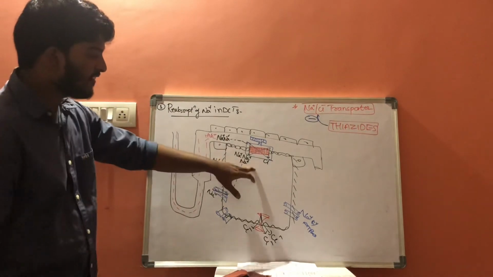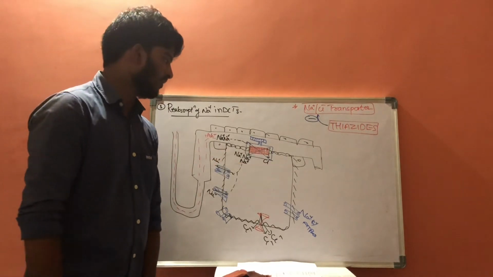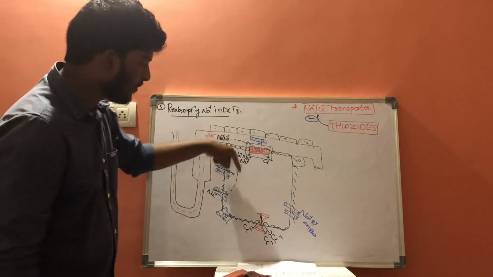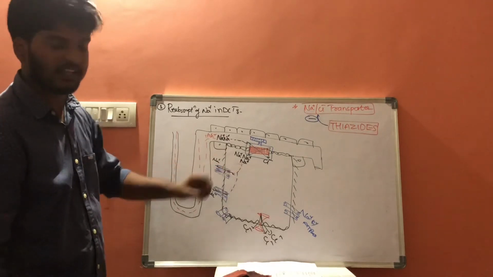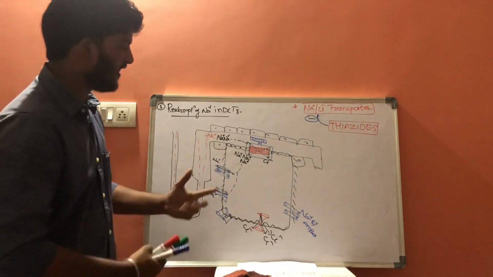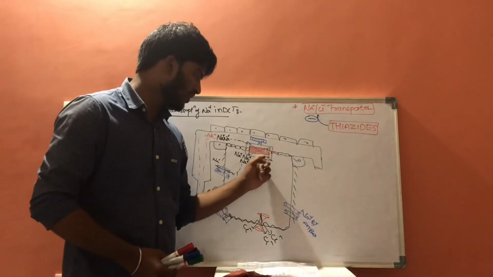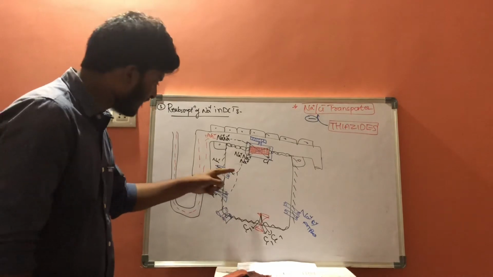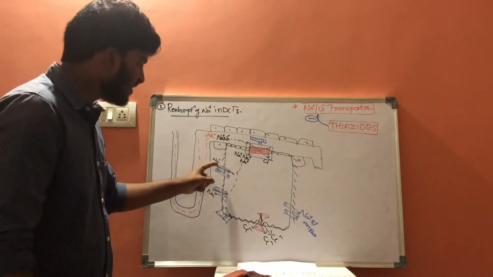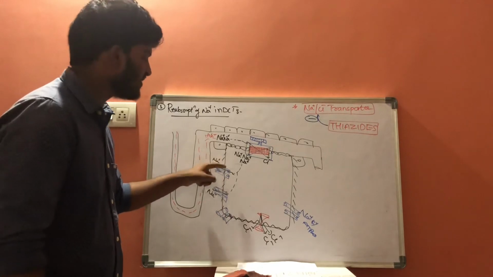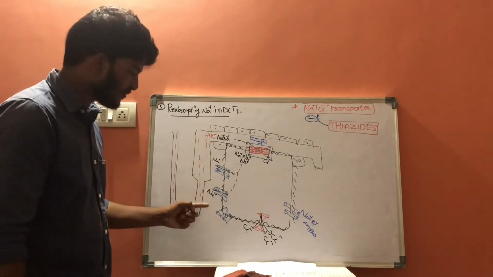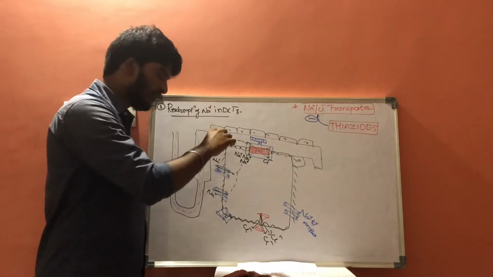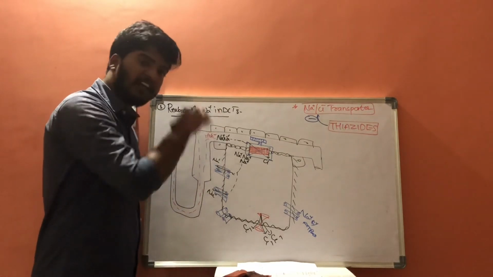So if this sodium chloride transporter gets blocked, then the sodium cannot enter the cell. If there is no entry of sodium ions into the cell, there is no efflux of sodium from the sodium potassium ATPases. If there is no efflux, then there is no reabsorption of sodium into the bloodstream. So as a result, the blood concentration of sodium will decrease because of decreased reabsorption of sodium.